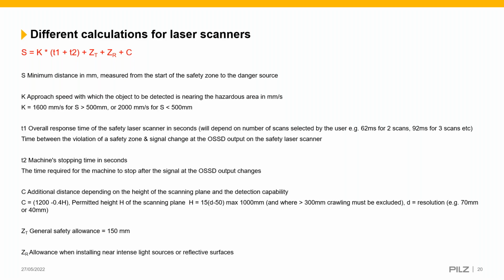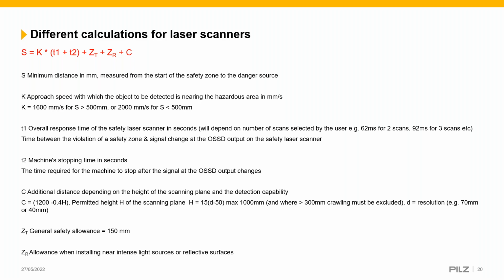And it's probably worth saying that once you've done your stop performance calculation, you've got your zone in this case. If you're getting nuisance trips and you decide to increase the number of scans, then you would have to go through that again, because it's not going to be certified to what it is. But the ZT and ZR, ZT is just a general safety allowance. Add another 150mm. That's it.